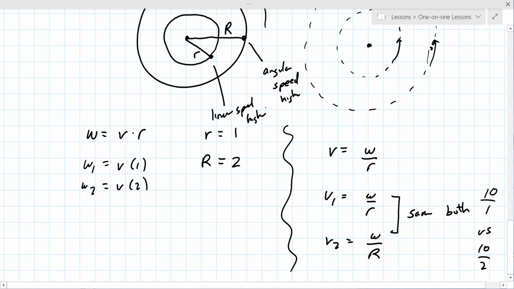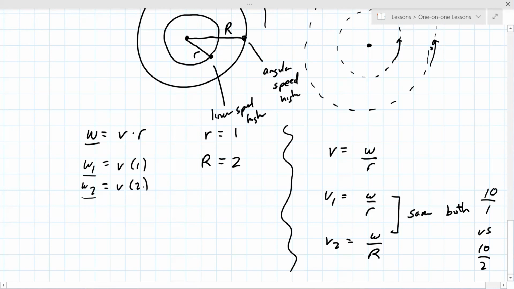So the difference between little r and big R is just a number. W is angular speed. What we're trying to do here is very conceptual, and it's very hard to do. I'm trying to keep it simple. The numbers are what help you make the decision. If V is the same but R goes from 1 to 2, what happens to W? Well, it goes up by 2.